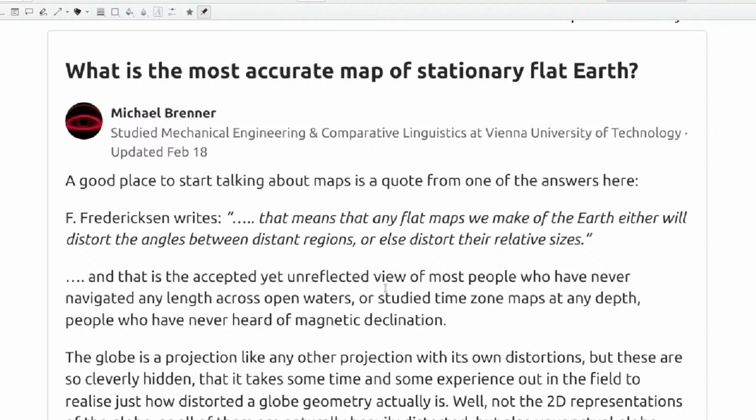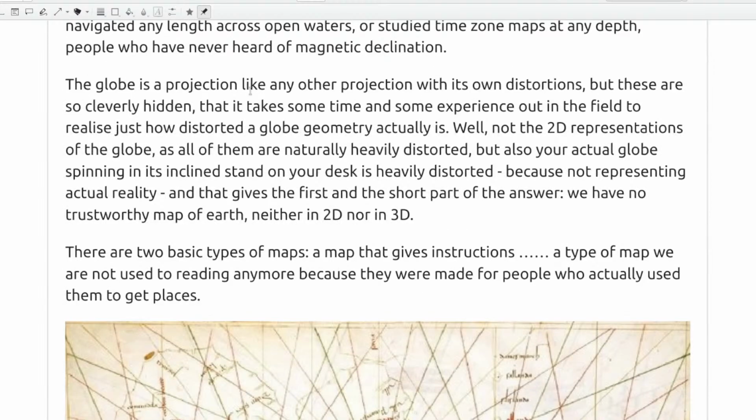And that is the accepted yet unreflected view of most of the people who have never navigated any length across open waters or studied time zone maps at any depth, people who have never heard of magnetic declination. The globe is a projection, like any other projection, with its own distortions. But these are so cleverly hidden that it takes some time and some experience out in the field to realize just how distorted a globe geometry actually is.